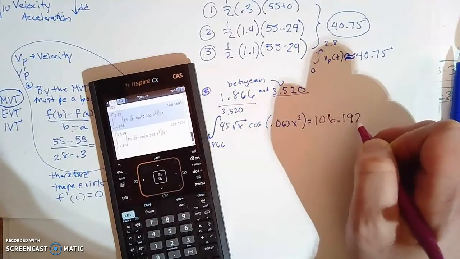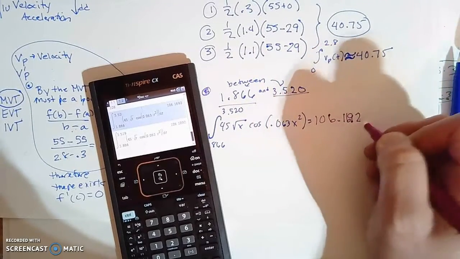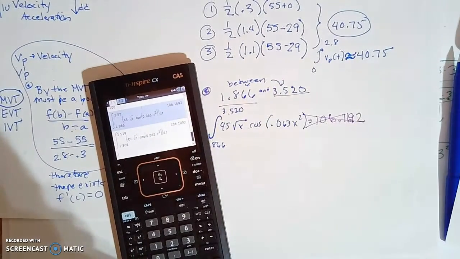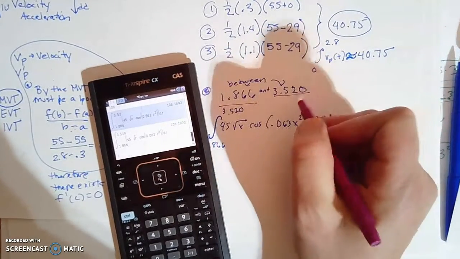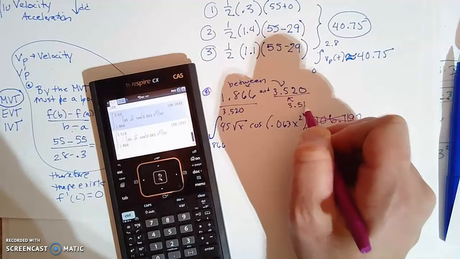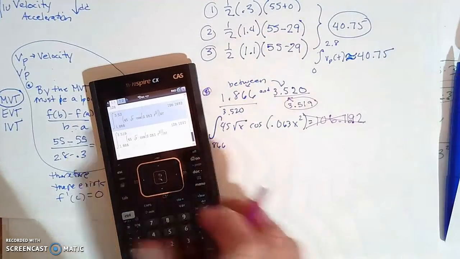106.1692, which, by the way, is not the correct answer. I would only get 2 points for this part of the problem. And the reason I'm only getting 2 points is I rounded wrong in the past. When you make a mistake, you're going to lose a point for it. This should have been 3.519 is what it should have rounded to.